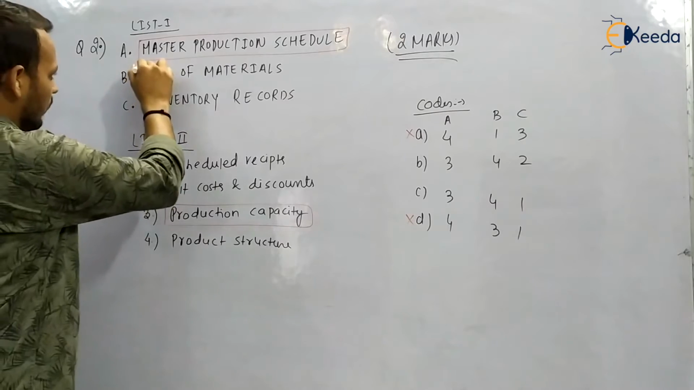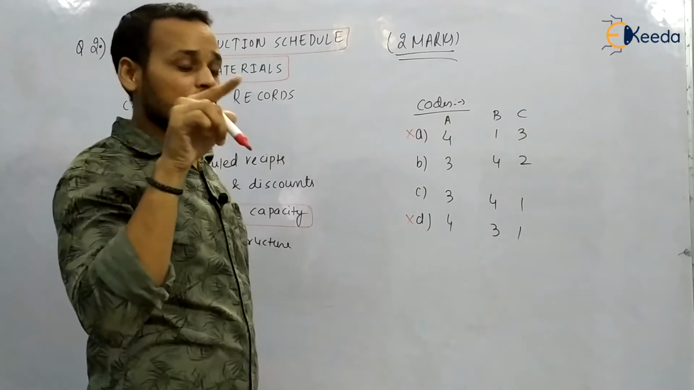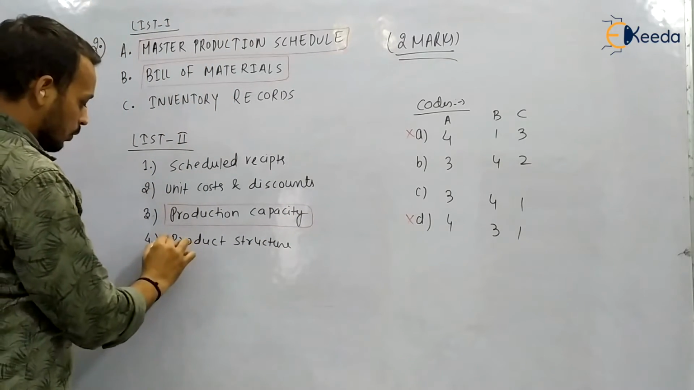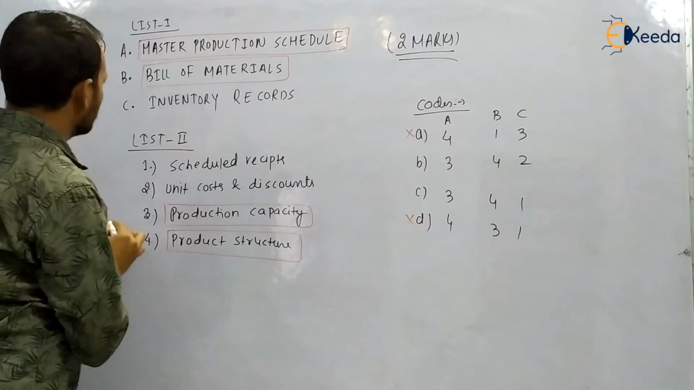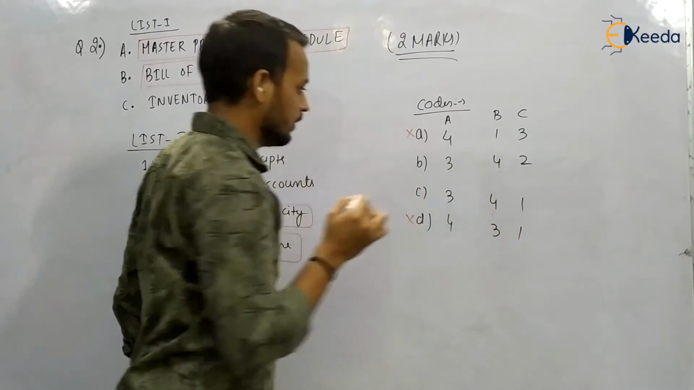Second is bill of material. Bill of materials tells about the product structure and its sub-assembly items. So B means 4, in both it is there.